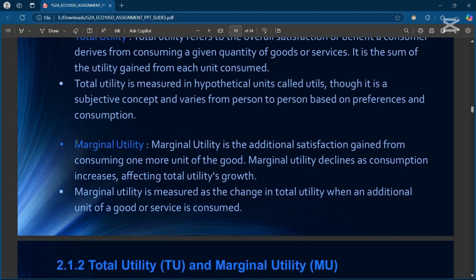What is marginal utility? Actually, marginal utility is the additional satisfaction gained from consuming one more unit of the good. Marginal utility declines as consumer consumption increases, affecting total utility's growth. Marginal utility is measured as the change in total utility when the additional unit of good or service is consumed.